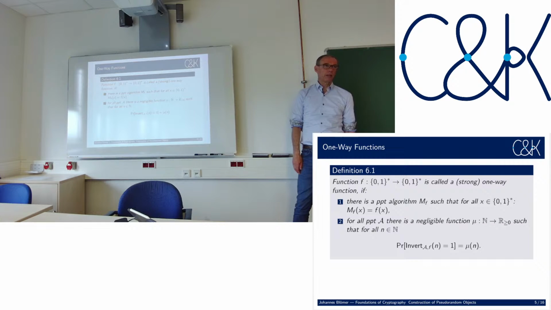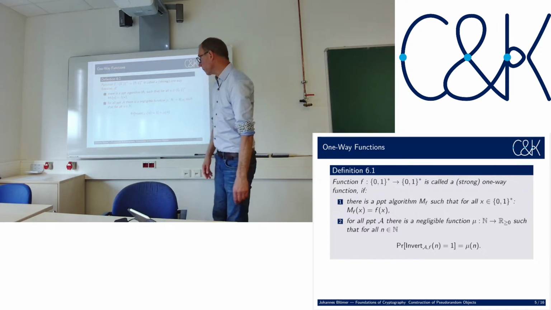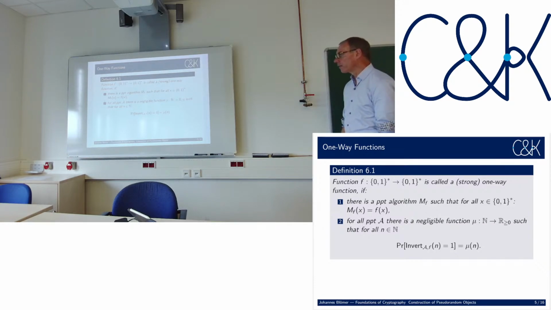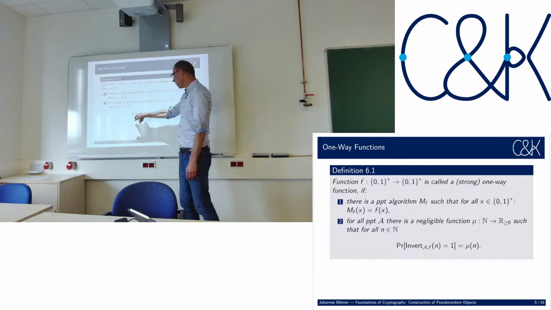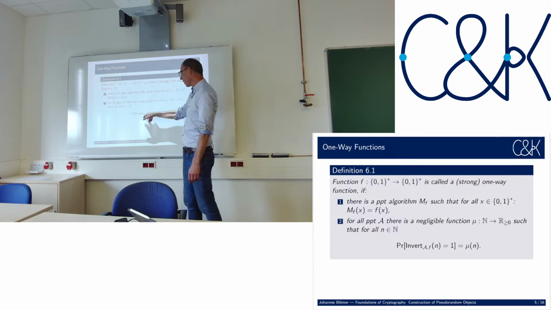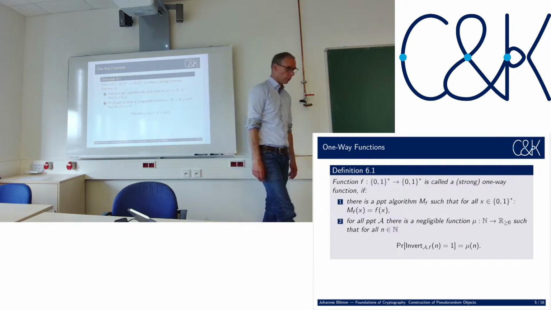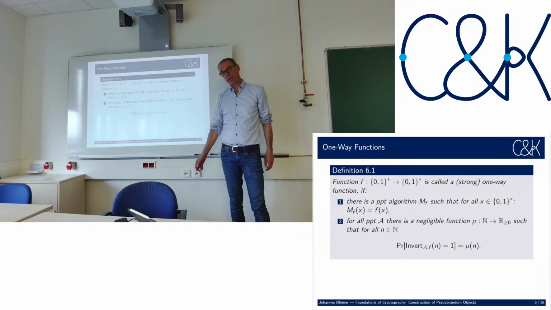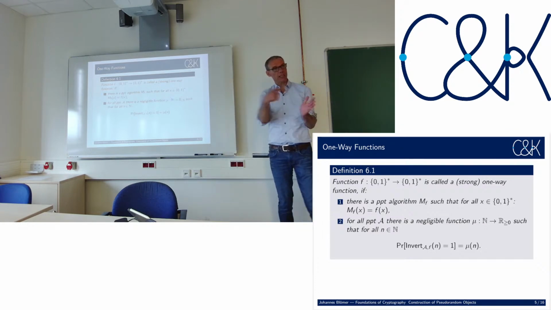There is a probabilistic polynomial time algorithm that evaluates the function efficiently. That's easy. The hard direction is that for all probabilistic polynomial time adversaries A, there is a negligible function mu, such that for all n in N, the probability that A wins the inverting game against f with n is bounded by this function mu of n. So no efficient algorithm can win the inverting game except with negligible probability. So that's the hard direction.